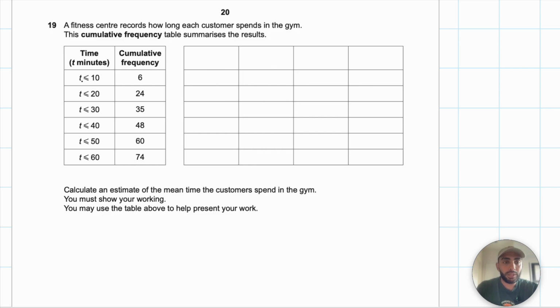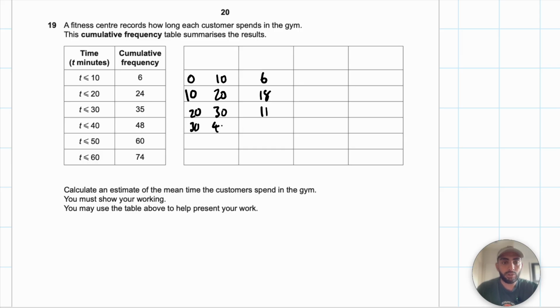This is saying the people up to 10 will add up to 6. This is saying the people up to 20 will add up to 24. Let's just do the people between 0 and 10. So the people between 0 and 10 is just going to be 6, because there's only 6 so far. Then we'll do the people between 10 and 20. So those people will be 24, take away 6, which is 18. Then between 20 and 30, 35 take away 24 is 11.